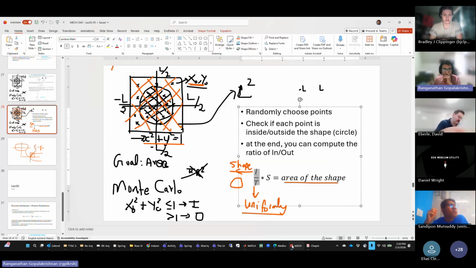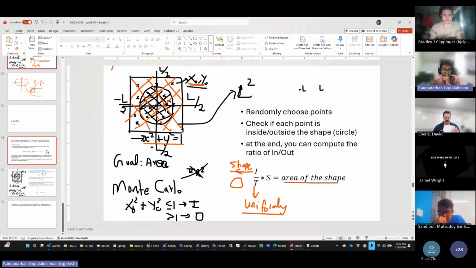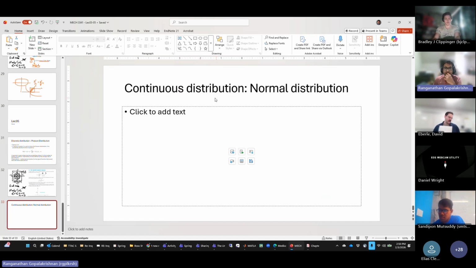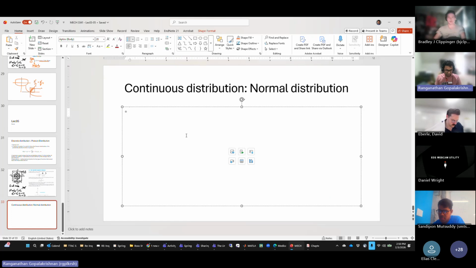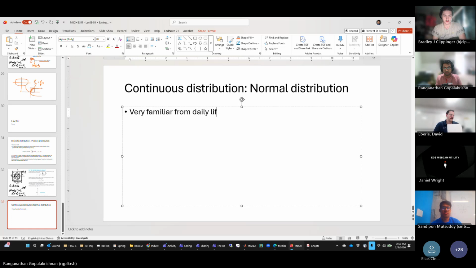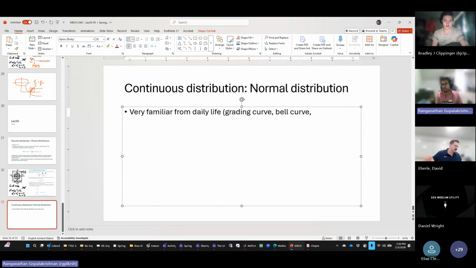All right. So moving on, I want to talk about the next topic in our discussion, which is continuous normal distribution, which is another important example of a continuous distribution. We already are very familiar with this from daily life. We talk about grading curves, the bell curve, distribution of heights, a lot of quantities. If you just measure them, they'll follow approximately a normal distribution.